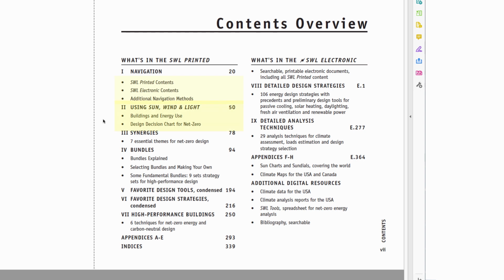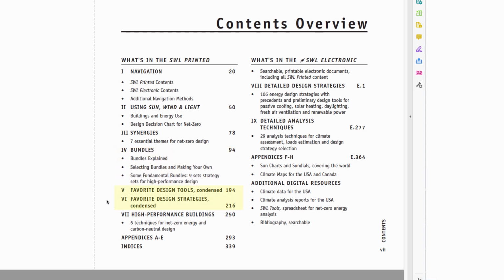Part two is using Sun, Wind, and Light. It talks a little bit about buildings and energy use. And then something really nice I'll show you called the design decision chart for net zero. Part three has synergies. Those are sort of 2-page spreads that give you some essential themes that almost every building has to work with if it's going to end up to be a net zero or a net positive energy project. There's a new idea in here in the third edition that we call bundles. Bundles have to do with families of strategies that work together. You'll find the bundles in the printed volume.